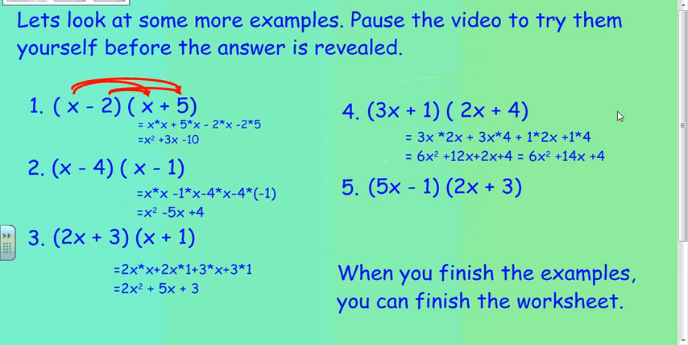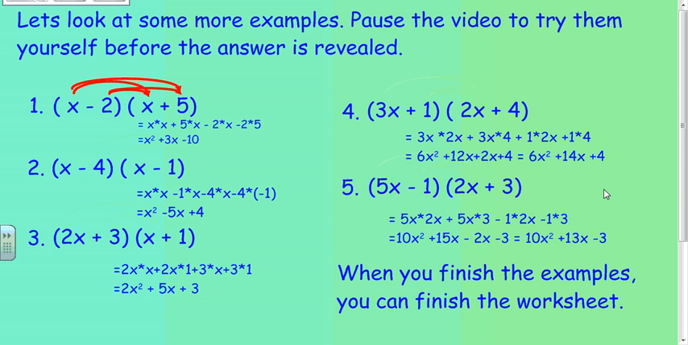I bet you're doing great. Let's try the last example, being very careful with the negatives. So, here it is. 5x times 2x plus 5x times 3 minus 1 times 2x minus 1 times 3.